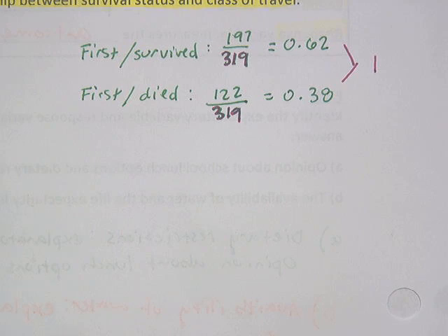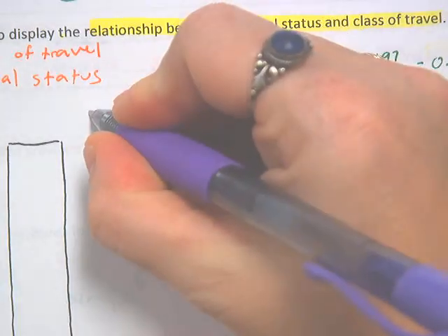So here's what we're going to do. Let's go to our first class bar. And actually we need to make a key really fast.